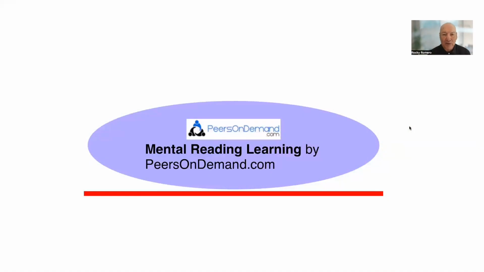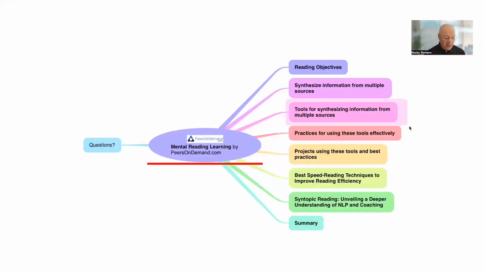What the greats like Jeff Bezos, Elon Musk, Bill Gates, and Warren Buffett have taught us is that we can learn a lot better and a lot faster from those who have already written something. So let's get started. Today, we're going to cover mental reading learning.